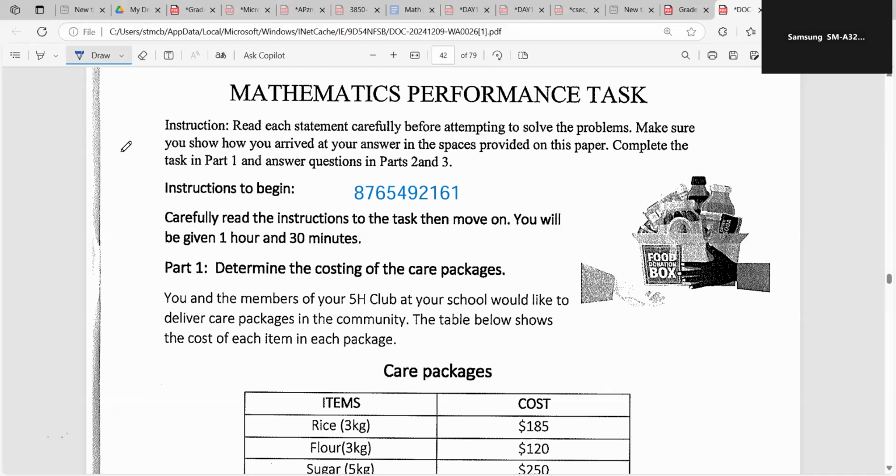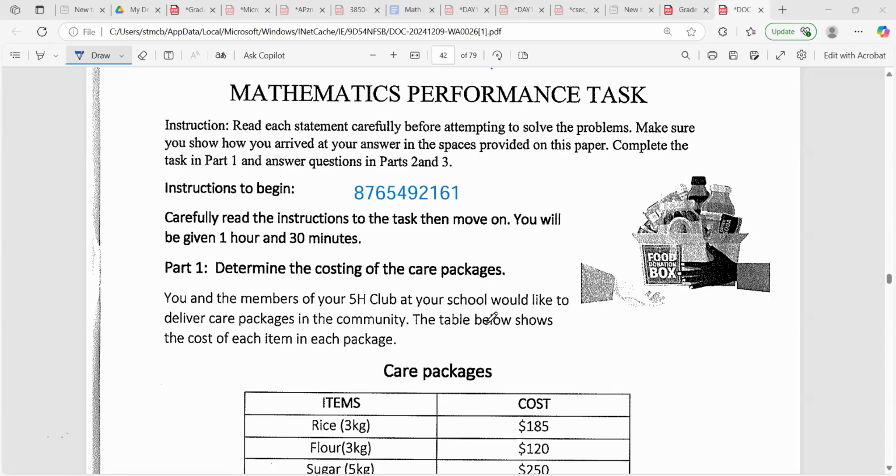Instruction to begin. Carefully read the instruction to the task, then move on. You will be given 1 hour and 30 minutes. Part 1. Determine the costing of the care package.